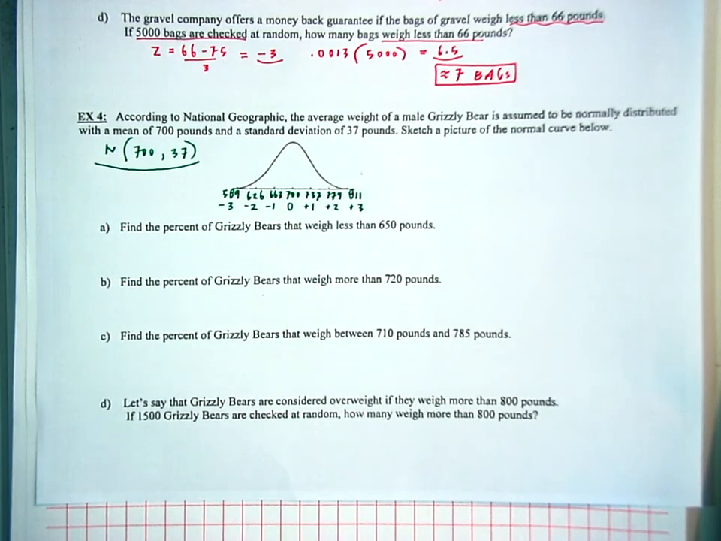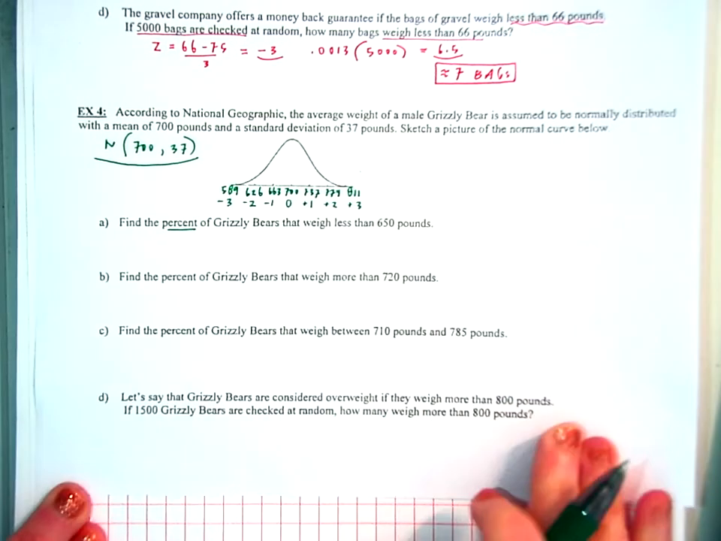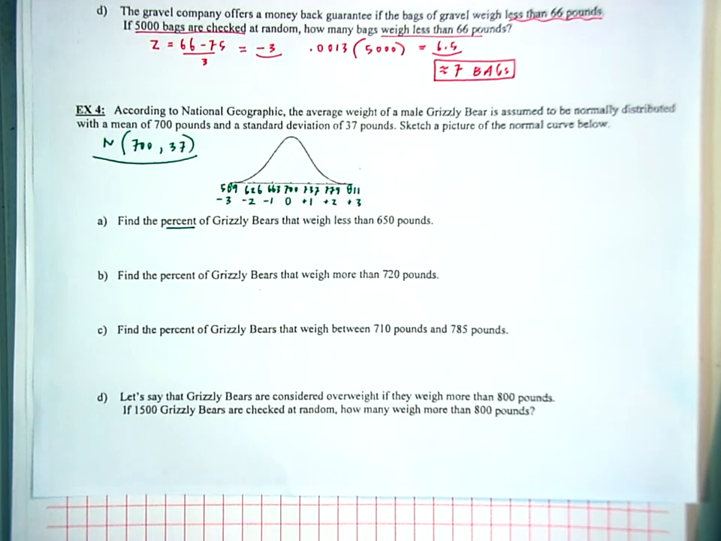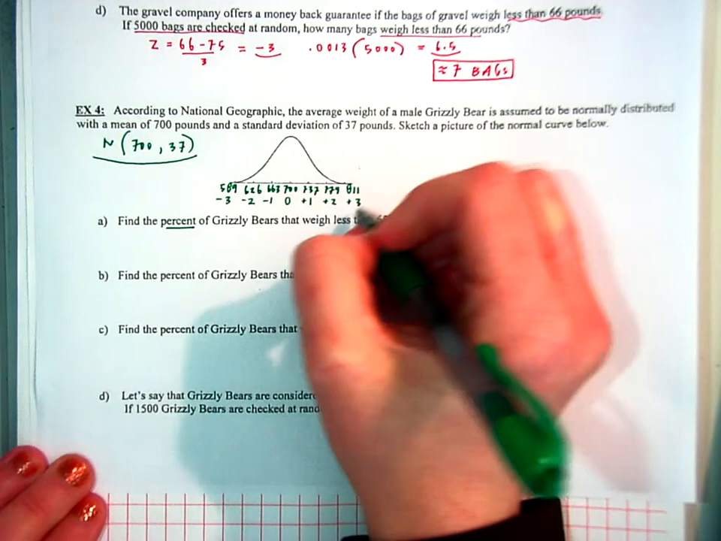Okay, so we find the percent of grizzly bears that weigh less than 650. Really what I have this example for is for you to practice independently. So once we're at this stage, maybe pause the video and see if you can answer these 4 questions. When you're ready, you can unpause it and check it along with me. Okay, the percent of grizzlies that weigh less than 650.